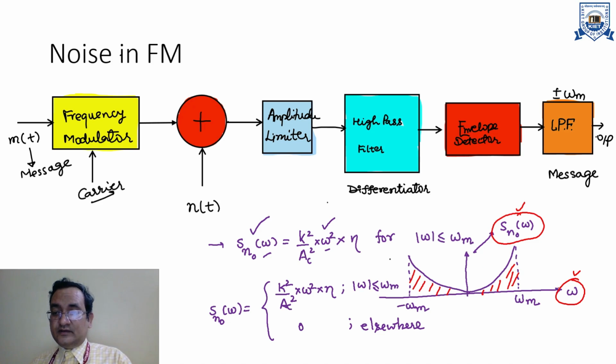That means when omega increases towards omega m, the noise power will increase rapidly with respect to this frequency omega. So you can clearly see one important thing here, that for lower frequency content, the noise power is very low in comparison to the higher message frequency content. That means the noise behavior for different frequency components of the message will be different. Low frequency will face low noise and high frequency will face high noise.